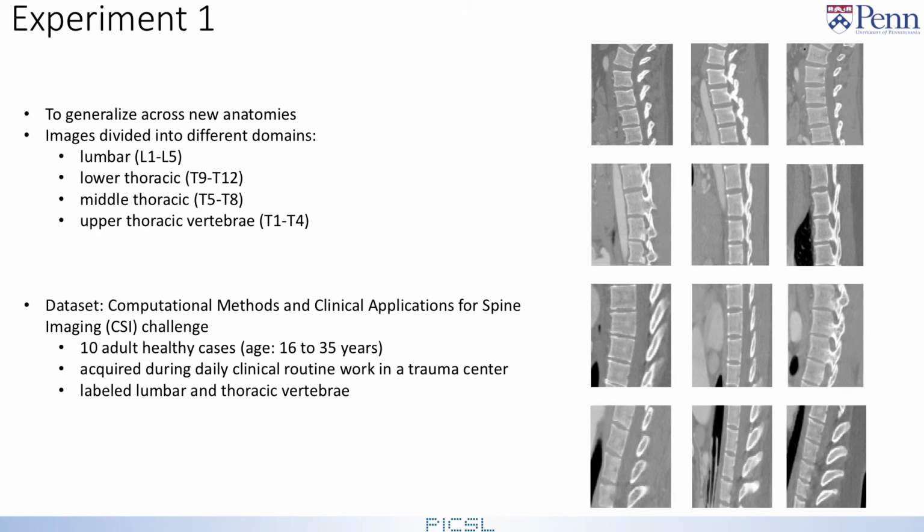thoracic and lumbar vertebrae. The images in all the subjects of the CSI database are divided into different regions: lumbar L1 to L5, lower thoracic T9 to T12, middle thoracic T5 to T8, and upper thoracic vertebrae T1 to T4. Each of these regions comprises a domain.